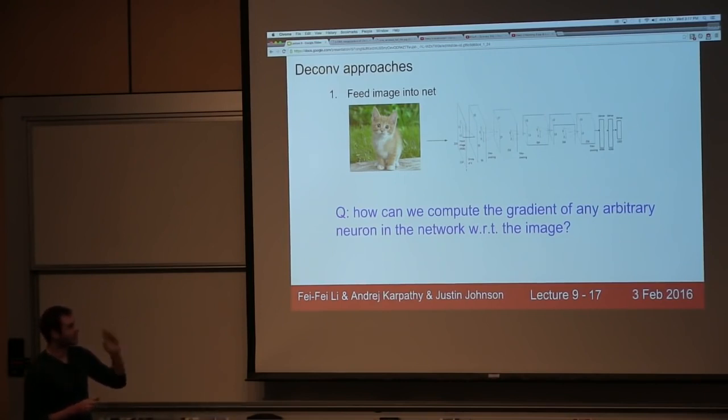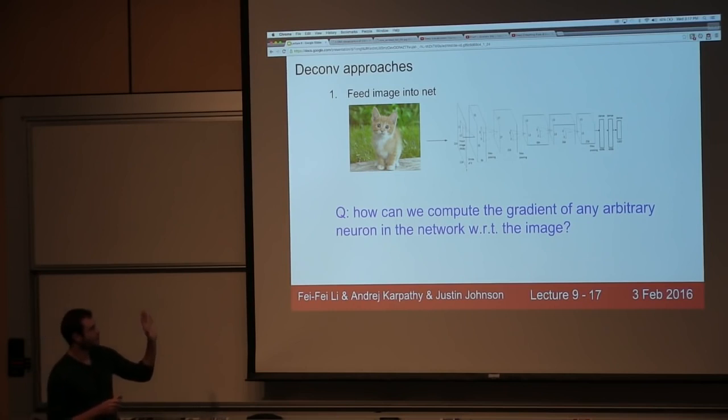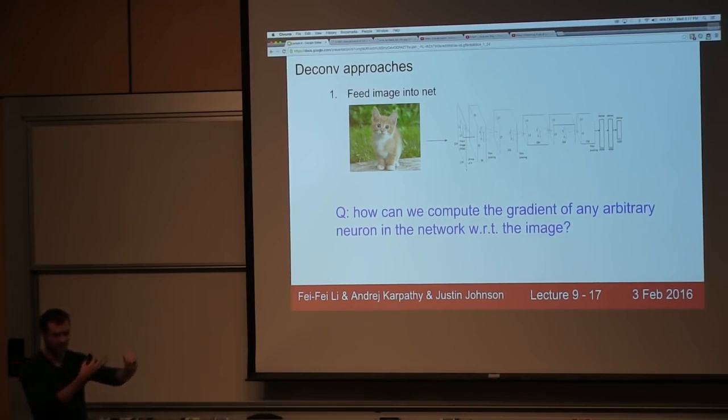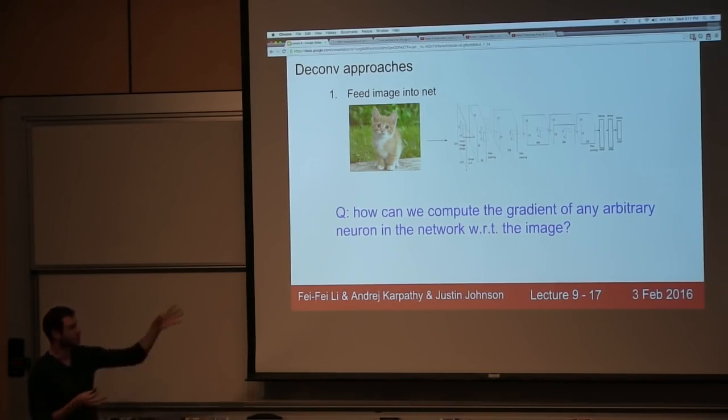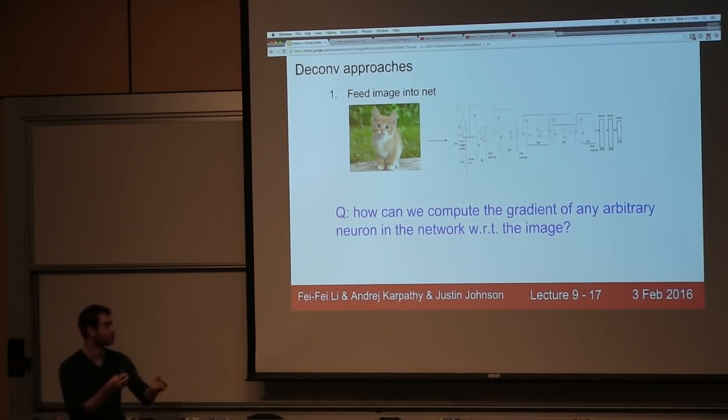Before we actually dive into it, I'd like to start off with a question. Suppose I feed an image through a convolutional network and we get all these activations throughout. Think about how you can compute the gradient of any arbitrary neuron in the network with respect to the image. In other words, the gradient on the image for any arbitrary neuron in the network is computable. Of course, it's a smooth function because convnets are a differentiable function. But how would you actually compute that in a code base?